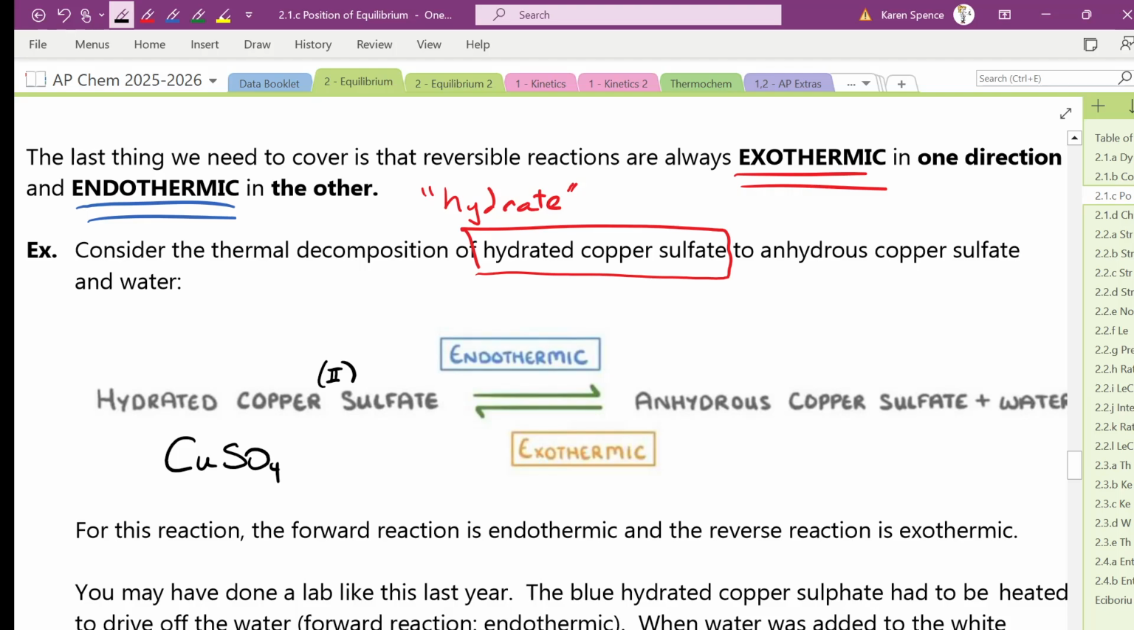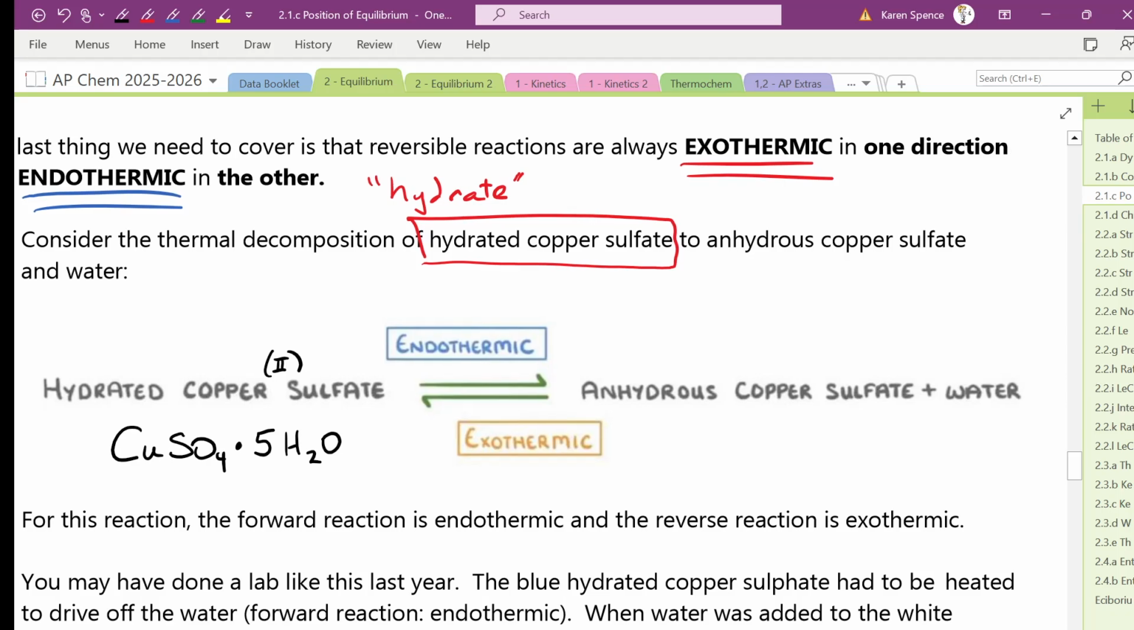How do we write the formula of a hydrate? What do we need to put next? We put a dot, and then there are 5 waters per 1 copper sulfate. And then if you recall, the name of the dehydrated salt is not called dehydrated, it is called the anhydrous. An meaning without, anhydrous copper sulfate, which is just CuSO4. And of course, we have water. What are the states?